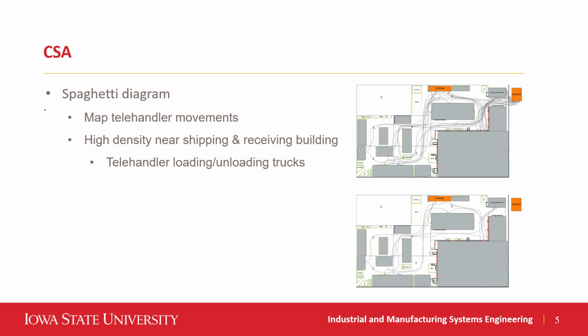One of the methods we used during our current state analysis was a spaghetti diagram, or a continuous flow diagram. We mapped out the telehandler movements through both in-person and virtual observations. What we found, in that top image, was a very high density of telehandler movement in the top right corner, which is the shipping and receiving area. By reducing or eliminating that, we see the future state, which would be the bottom image. You can see that without that density, it frees up the telehandler to work on other tasks, such as those production part deliveries.